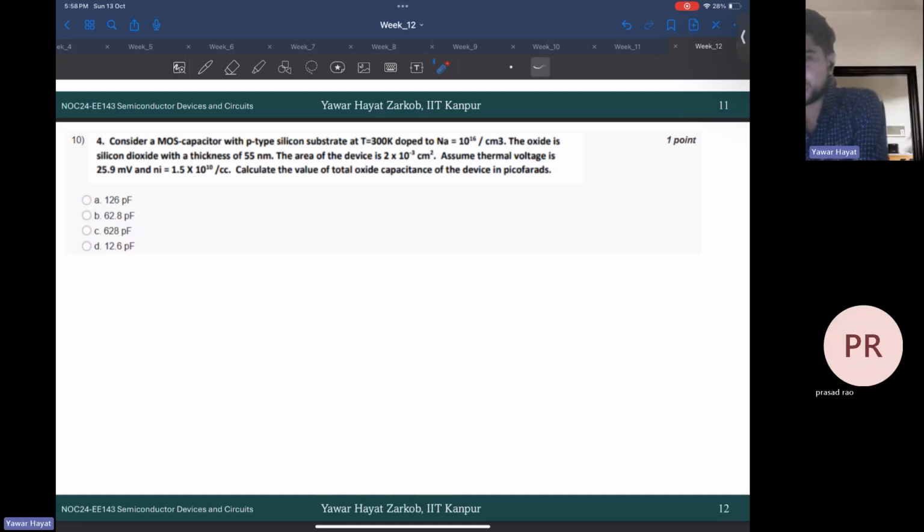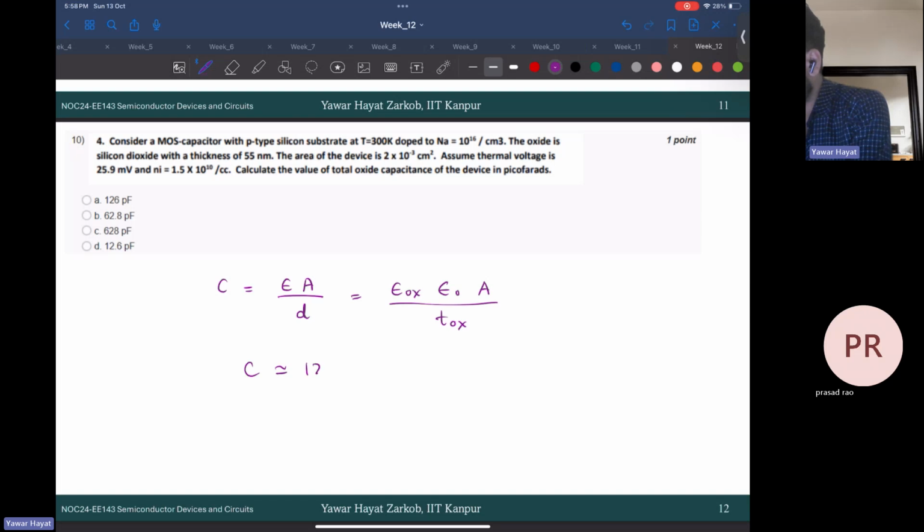Okay, so we do have an answer, which is 125. I guess you mean 126 picofarads. That is the correct answer. We use this formula: C is equal to epsilon A by D, which is epsilon OX, your epsilon naught, A divided by your TOX. And this comes out to be 126 picofarads.